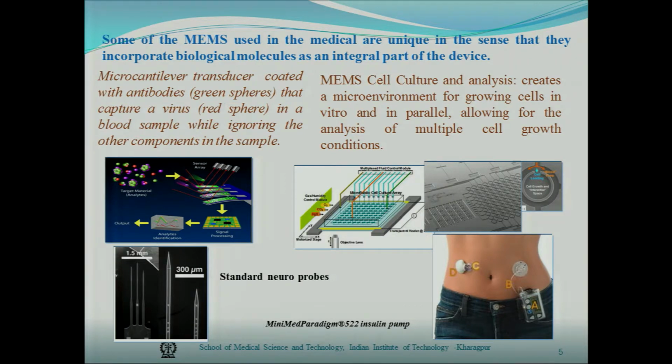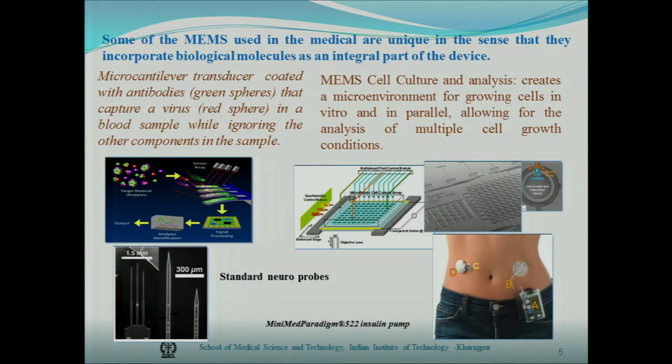By capturing the virus, it bends, and I can detect it by several mechanisms, either using an optical method, or you can have a piezoresistor embedded at this end and get the change in the resistance value, or by the resonant frequency change. So by several mechanisms you can get the condition of this cantilever, and from that you can find whether the blood sample has that virus or not.